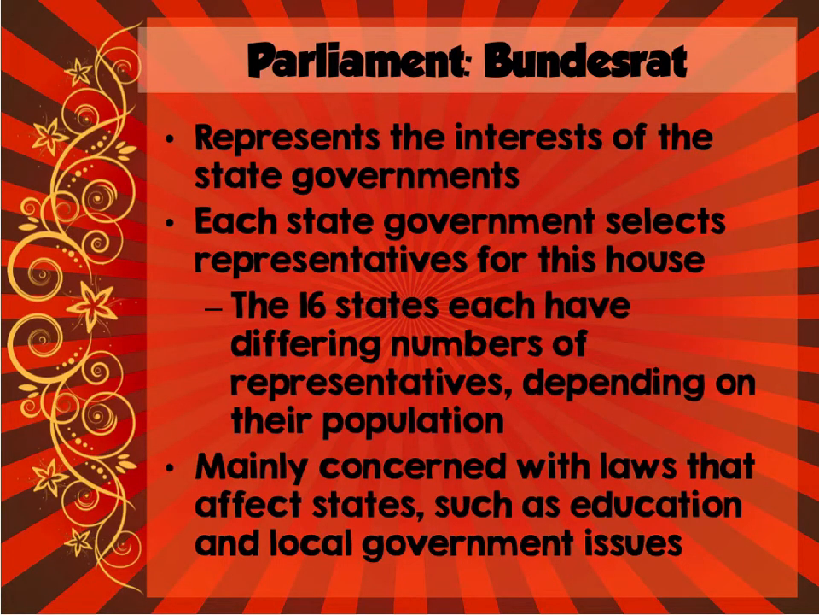The other house in parliament is the Bundesrat, which represents the interests of the state governments. Each state government selects representatives for this house. The 16 states each have differing numbers of representatives depending on their population, mainly concerned with laws that affect states such as education and local government issues.